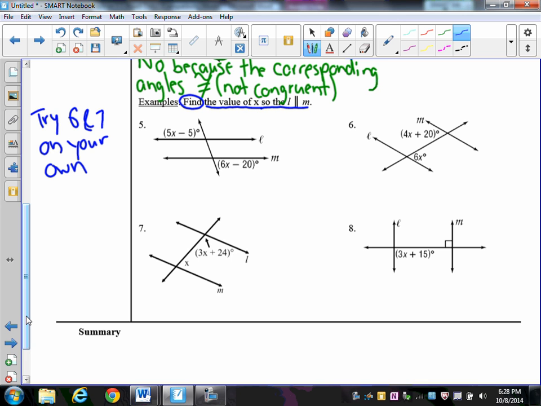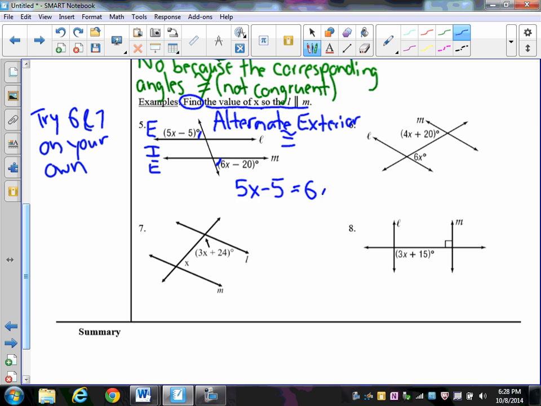But let's take a look at 5. We have these two angles. These are alternate exterior. So remember, we have the exterior, interior, exterior. We know that alternate exterior angles are congruent. That means they're going to be equal to each other. So we have 5x minus 5 equals 6x minus 20. I just set the two equal to each other because in parallel lines, alternate exterior angles are equal and congruent.